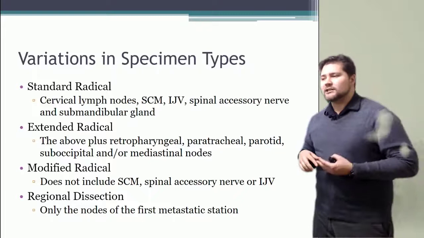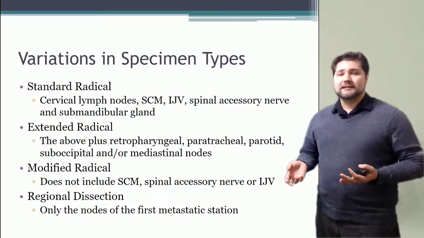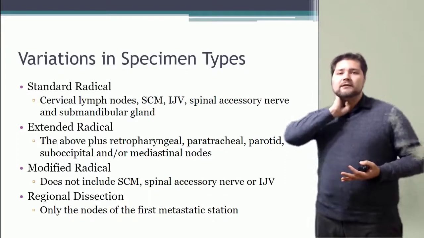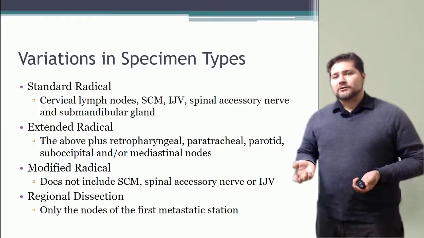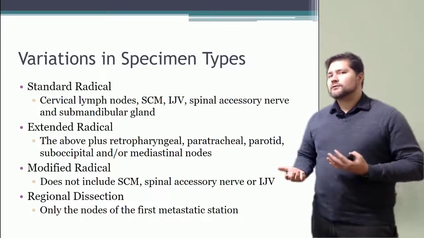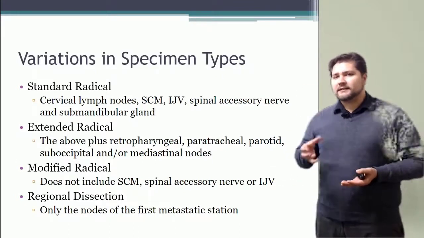Get that nice Z shape. So that's your standard radical. As you can imagine, that's going to be very debilitating to the patient if you completely lose your strap muscle or your neck muscles on the side there, as well as that internal jugular vein. So only in extreme cases do you really see one of these, and I think I've only ever seen one that included the entire SCM.